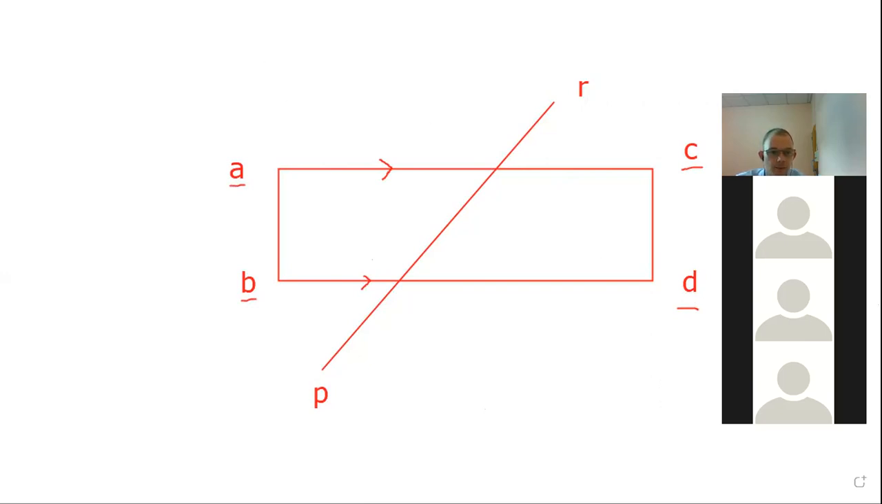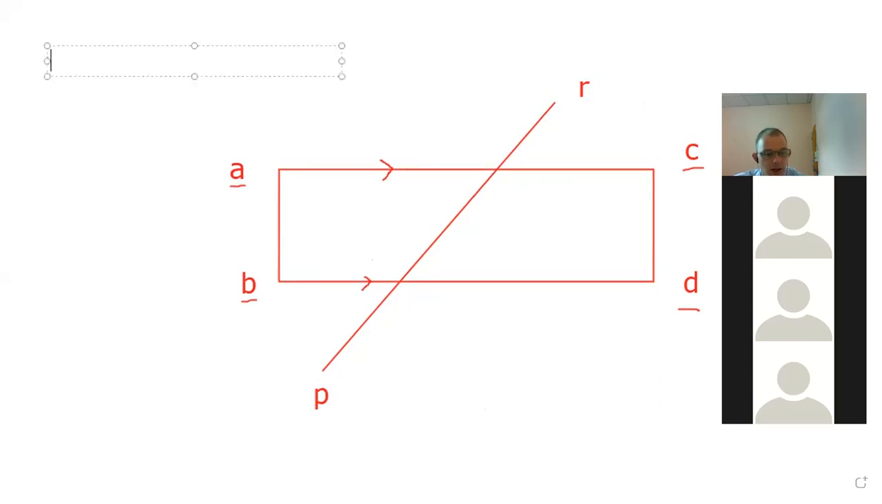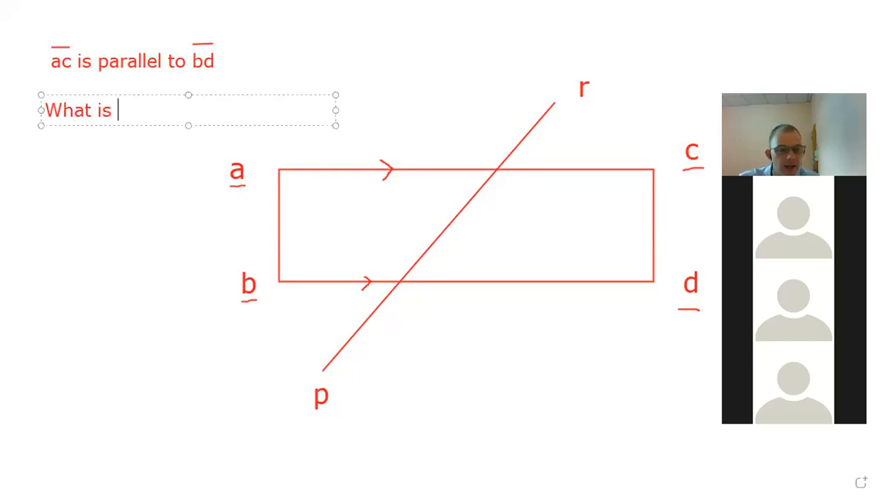So we write it down. Make sure to always write everything down to remember. AC is parallel to BD. Remember to always add our line on top. AC is parallel to BD. So the teacher comes along and says, okay, what is the transversal?